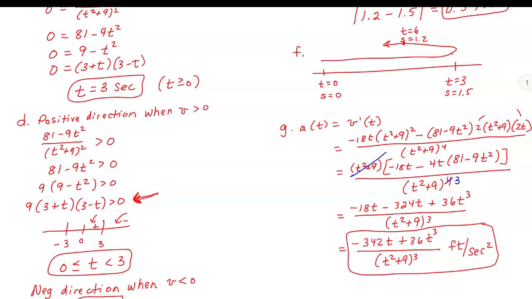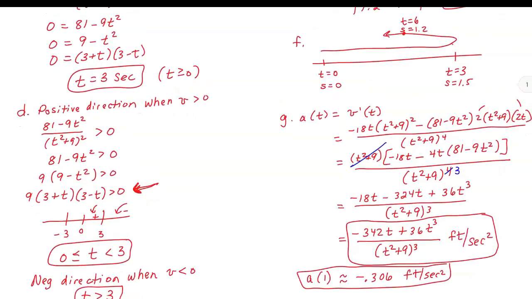I'm going to use the calculator to evaluate a of 1 because we need the acceleration at t equals 1 second. And using my graphing calculator, I'm going to get about negative 0.306 feet per second squared.